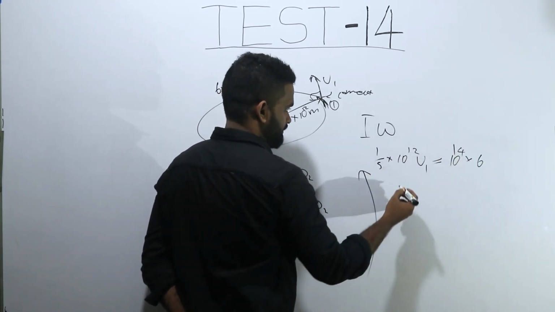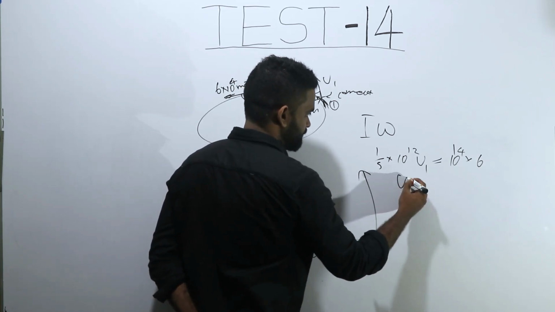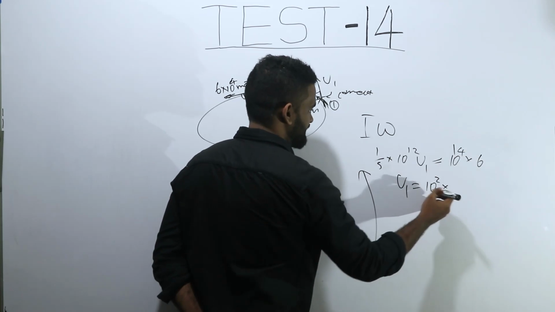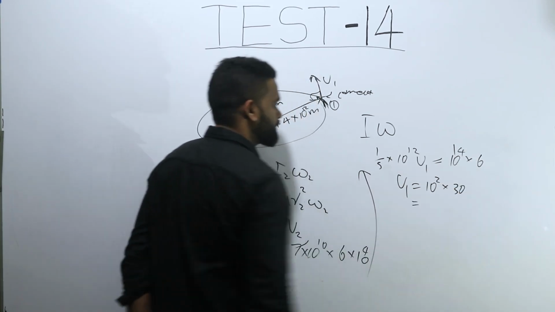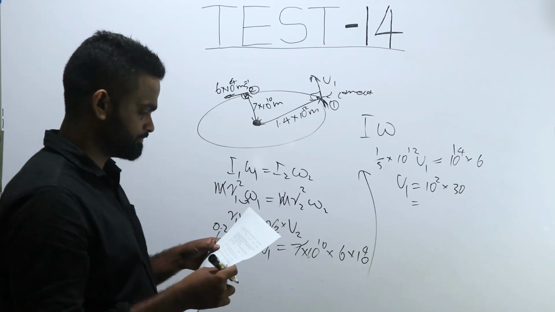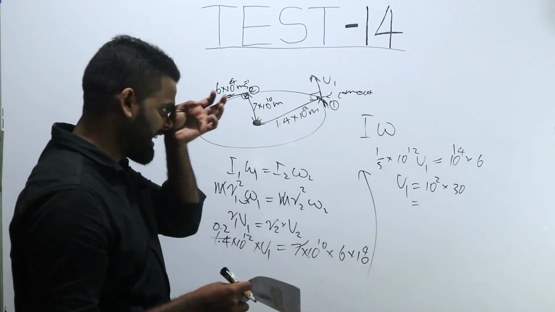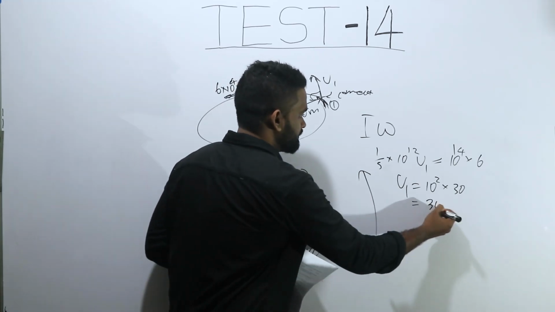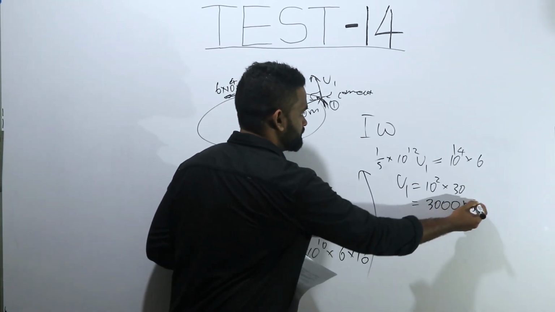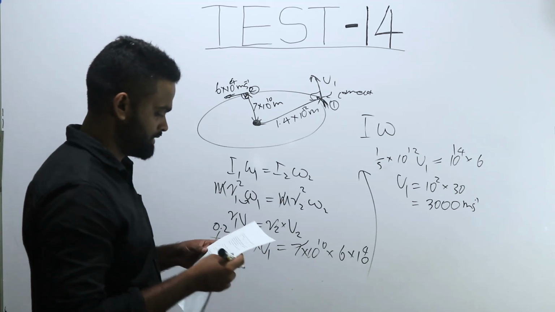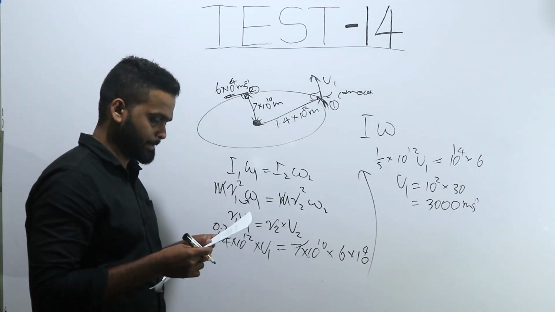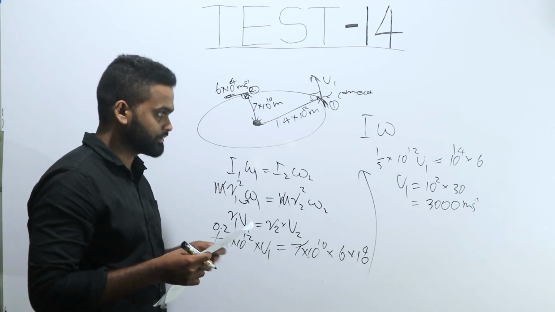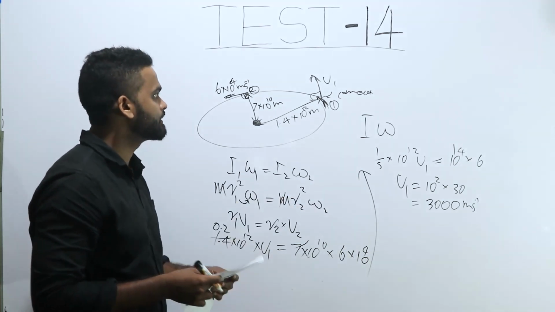Cross multiply 5, then this v1 becomes 10 to the power 2 times 30. So 30 times 10 to the power 2, that is 3000. 3000 meters per second. The answer should be the fifth one for the 13th question.